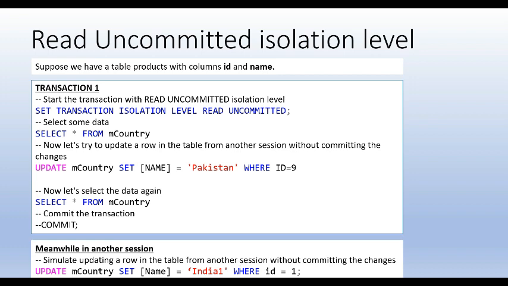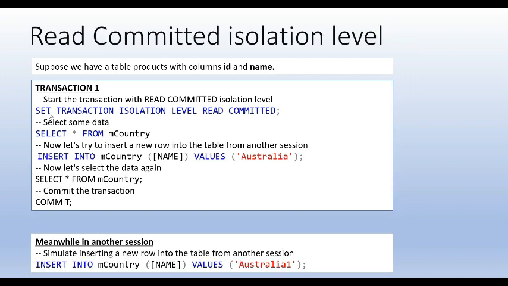It specifies that a statement can read rows that have been modified by other transactions but not yet committed, right? The syntax is: SET TRANSACTION ISOLATION LEVEL READ UNCOMMITTED. If you are going to use it in a procedure, then you have to set the transaction level first.